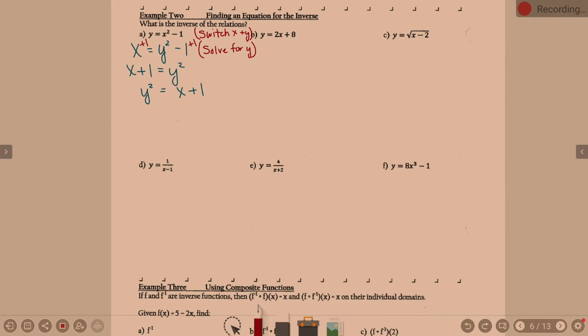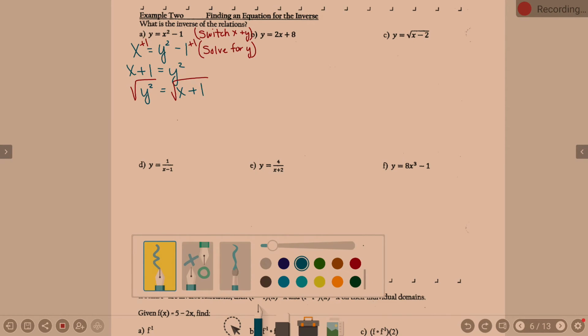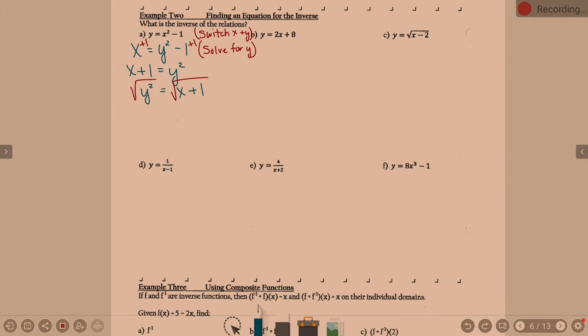If I take the square root of y to the second, you're going to take the square root of the right side. What is the square root of y to the second? Y. Remember, a square root and a square cancel each other out because this square root is a 2 right there, isn't it? So the square root of y squared is y. What is the square root of x plus 1? Square root of x plus 1?